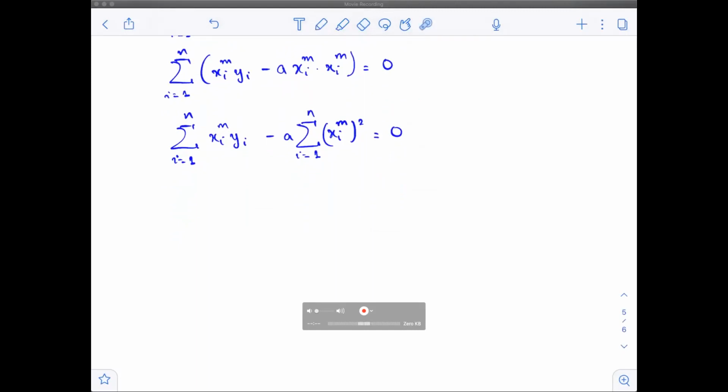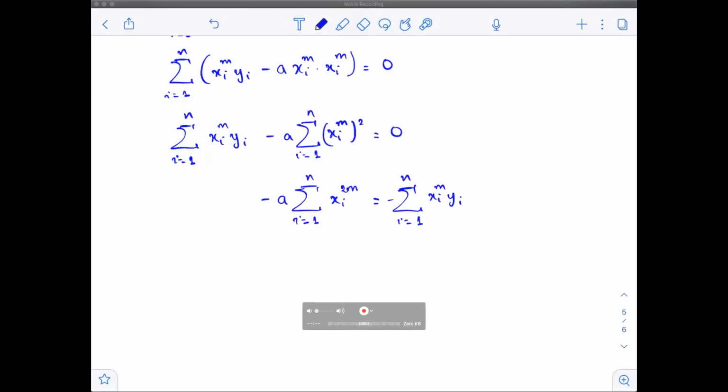Now you're going to manipulate these equations to obtain the value of a. So I'm going to bring the summation to the right-hand side. You get negative a times the summation for i going from 1 to n of x sub i raised to the power 2m, equal to the negative of the summation for i going from 1 to n of x sub i raised to the power m times y sub i.